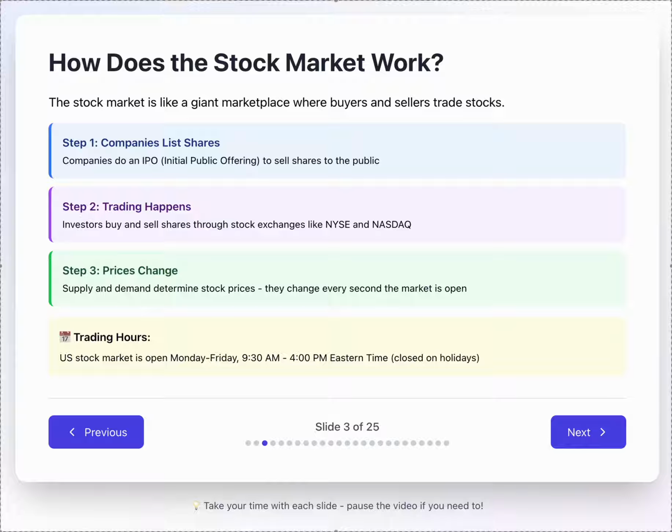Speaking of which, the US stock market is only open Monday through Friday from 9:30 a.m. to 4 p.m. Eastern Time. It's closed on weekends and holidays, so you can't buy stocks at midnight on a Sunday. The market is closed.